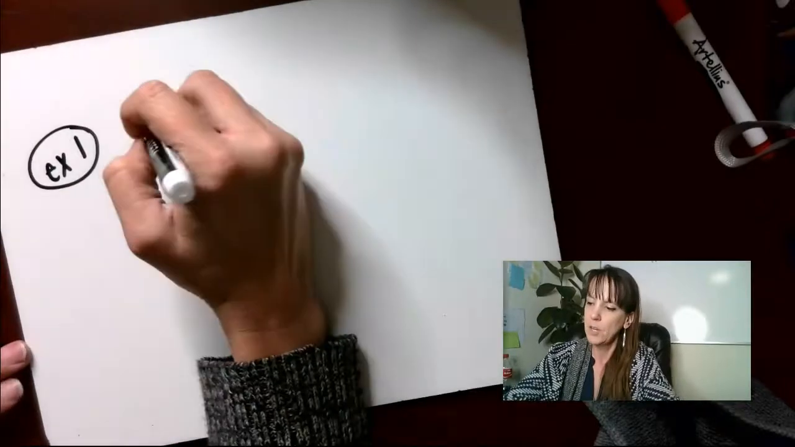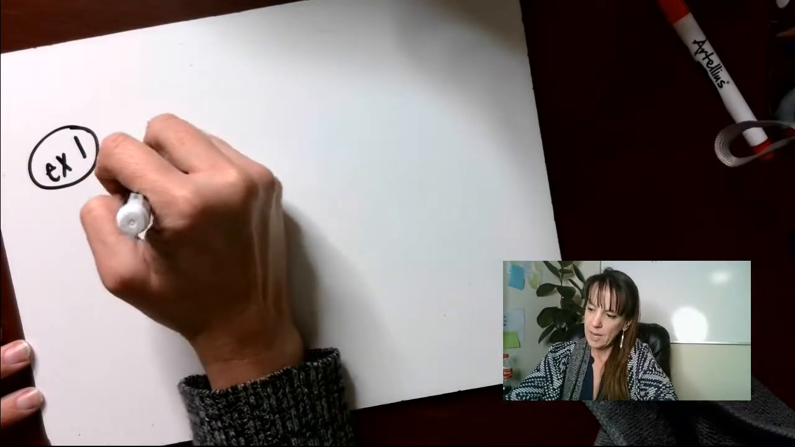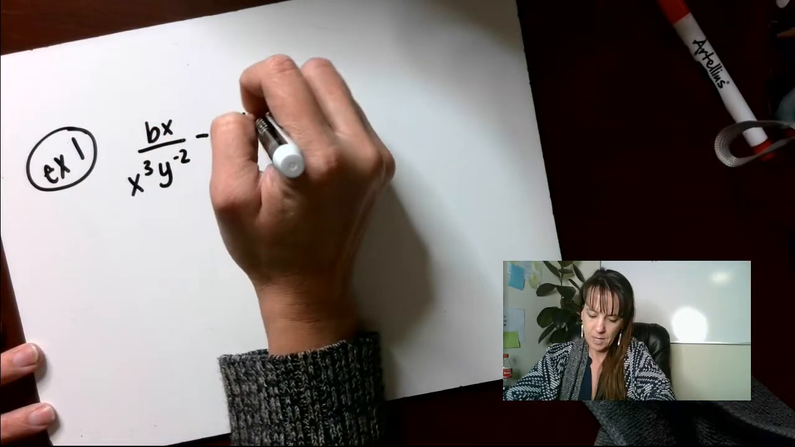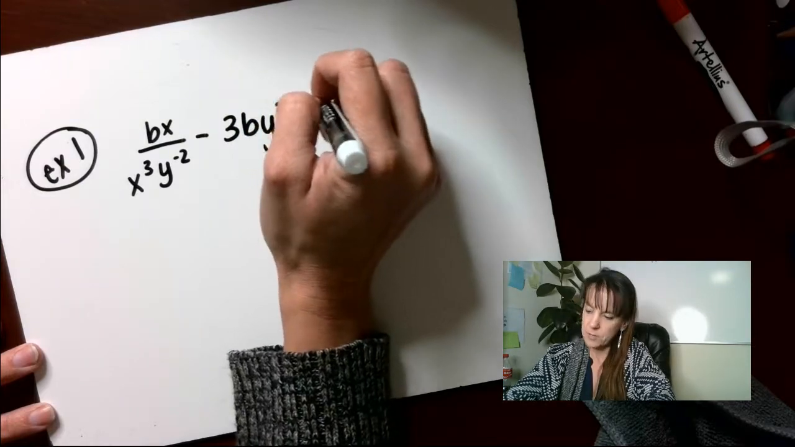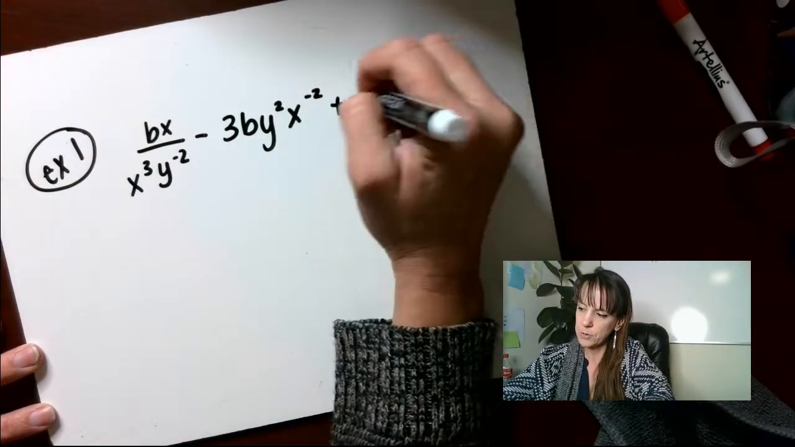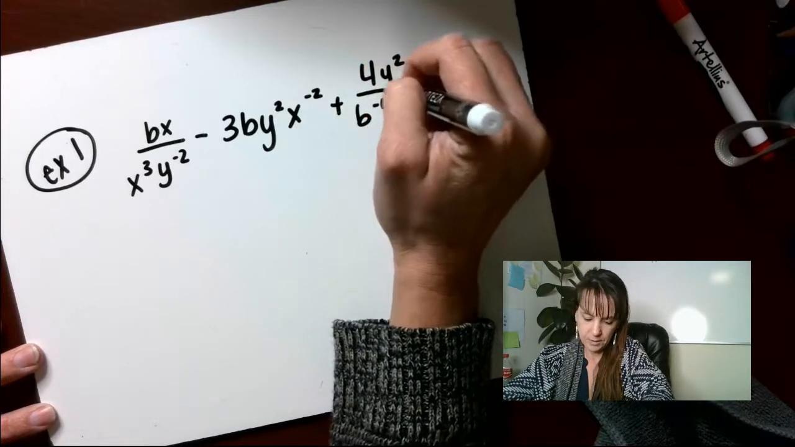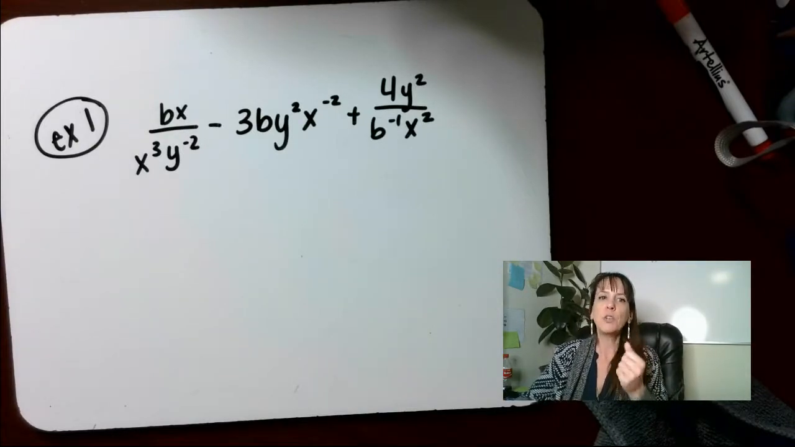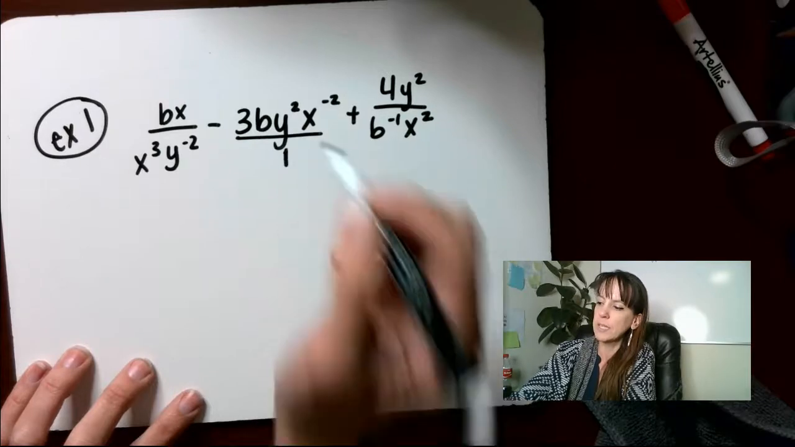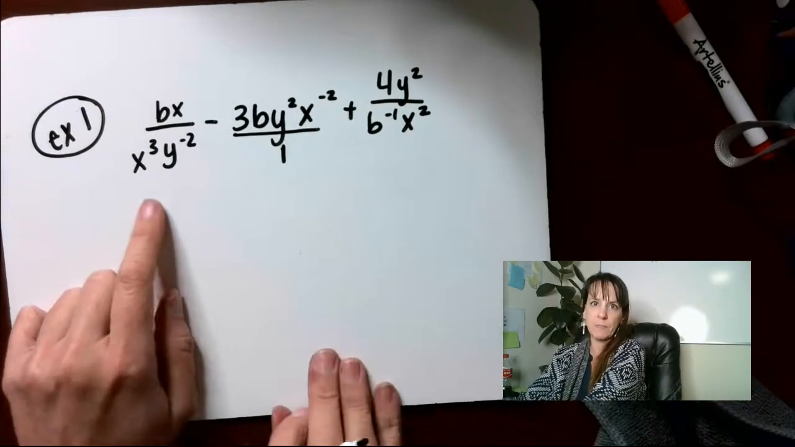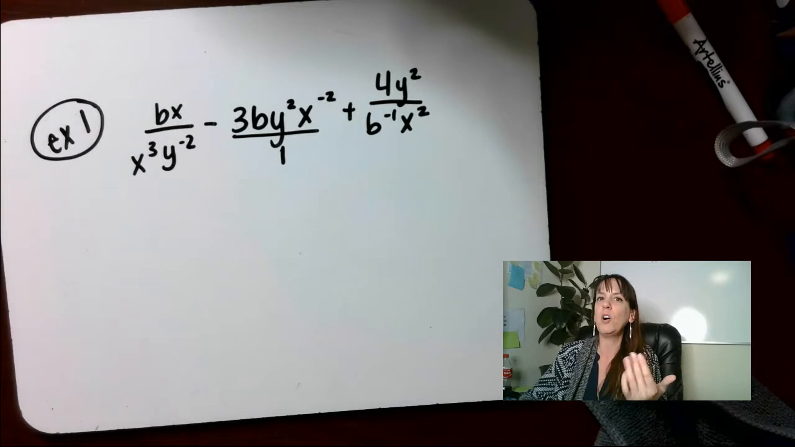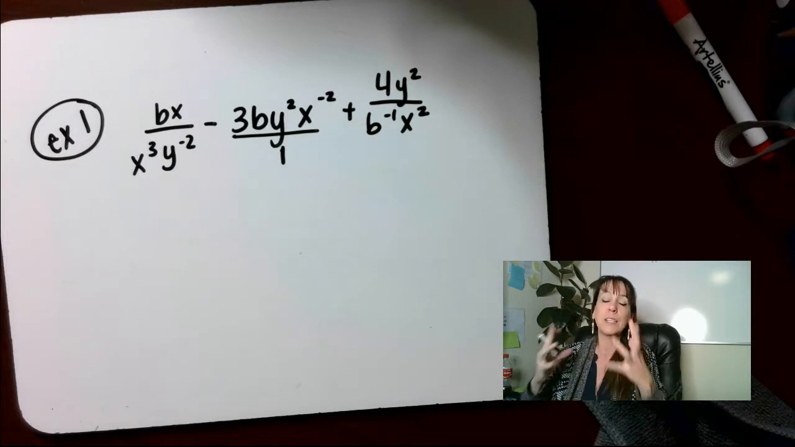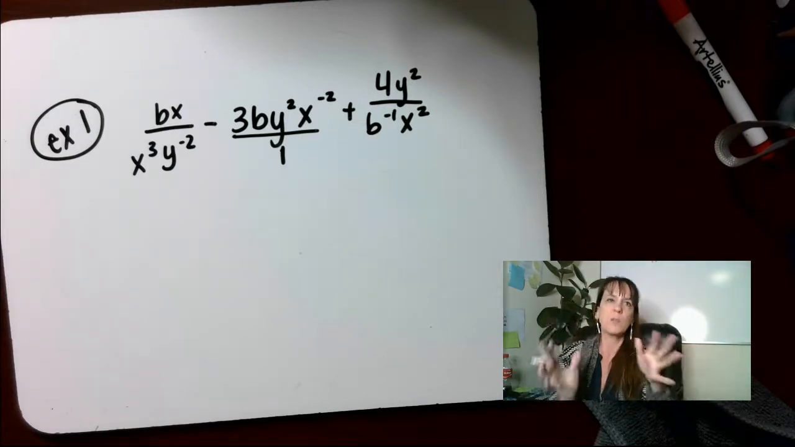Example number 1, we have bx over x to the third y negative 2 minus 3by 2x negative 2 plus 4y2 over b negative 1x2. Our instructions: we're told to simplify by adding like terms. First things first, we have 3 chunks here. I'm going to put this over a 1 so that we can see. We have this chunk, and this chunk here. What we want to do is simplify that so that our variables are reduced down and our exponents are all positive.